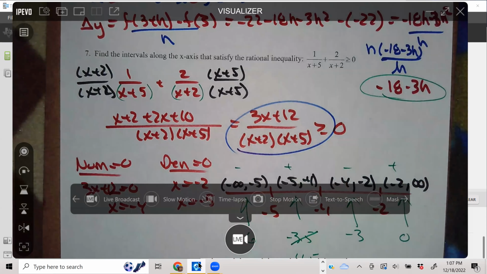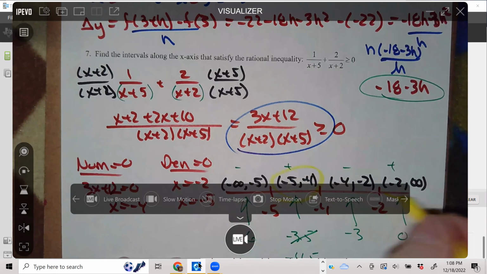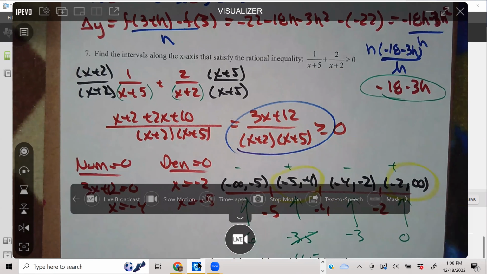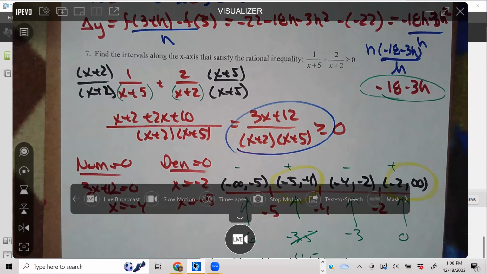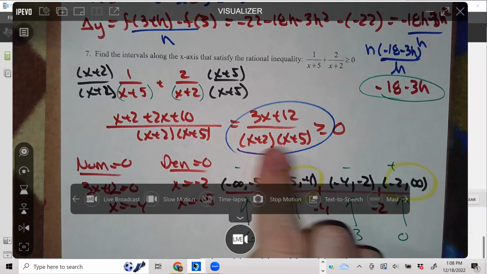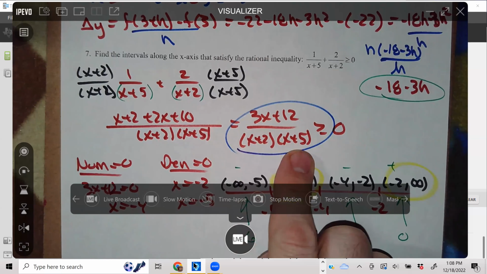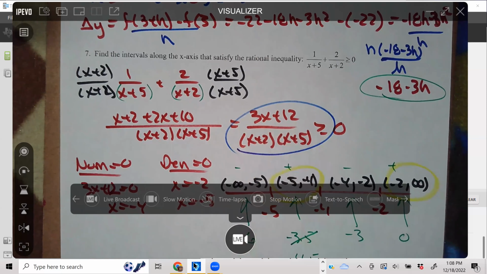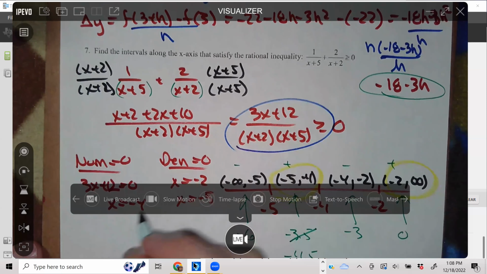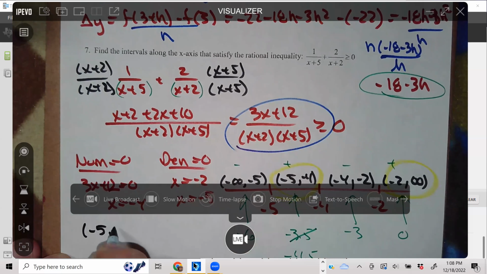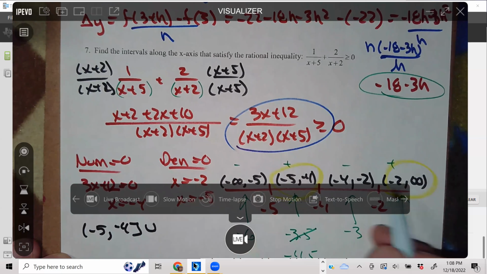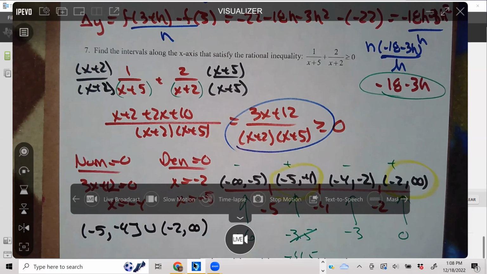So that's going to be this one and this one. Now, the question is, can we use the endpoints? Well, you can't use any endpoints that make the denominator 0. So we can't use the -2, we can't use the -5, but we can use the -4. So we'll include that with a bracket. It's going to be -5 to -4 bracket, union -2 to infinity. The -2 gets a parenthesis because we can't use that in the denominator. Infinity always gets a parenthesis. Likewise, -infinity.